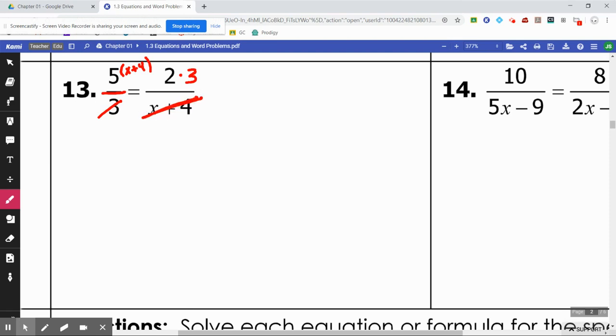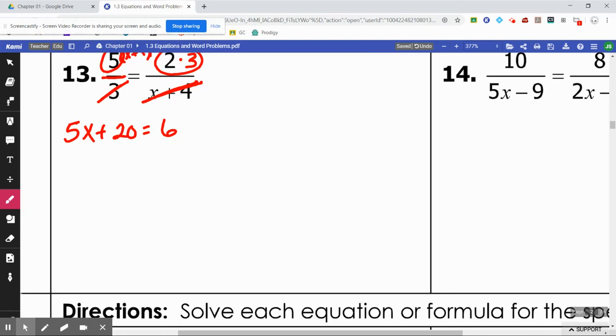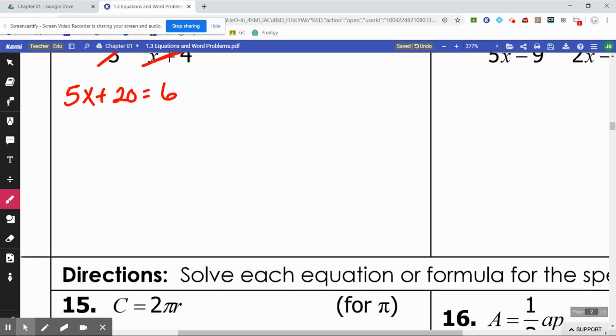So to move this x plus 4 up here, I'm going to multiply 5 times the x plus 4. I'm going to do 5 times x, and I'm going to do 5 times 4. You have to distribute. You're going to divide it by 3, come over to the other side, multiply by 3, and you get 6, and then it's just like the other equations. So there's no difference between a proportion and a regular equation.